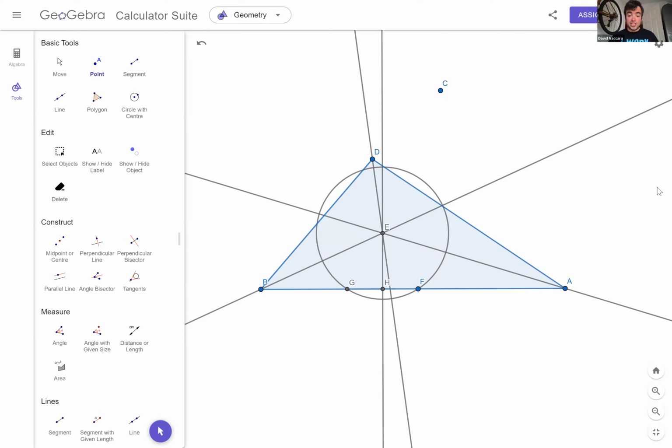But what we decided earlier was that this point E was equidistant from all three of the edges. So if I draw a circle with center E that goes through H, by the power of mathematics, and I'll just hide all the other circles.